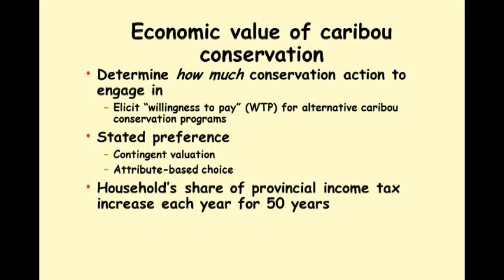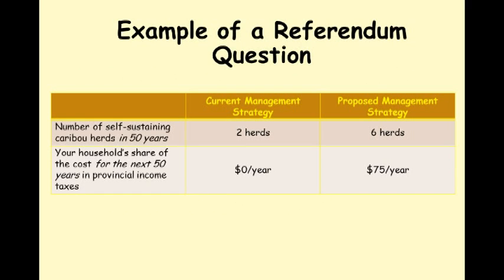And really they equated that into what the household share of the income tax would be, or needed to be increased, over the next 50 years to compensate for this caribou protection. And this is based on calculations that they've done. And so it's not huge dollars, but this is what it comes down to. This is what was put to the people.